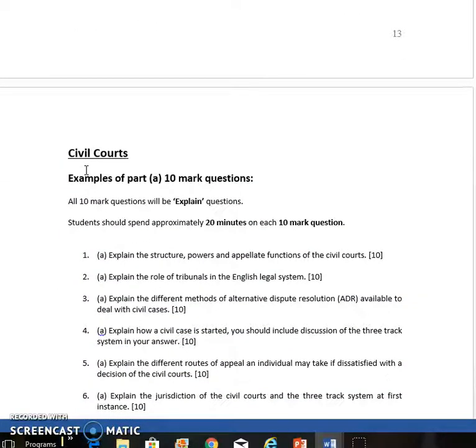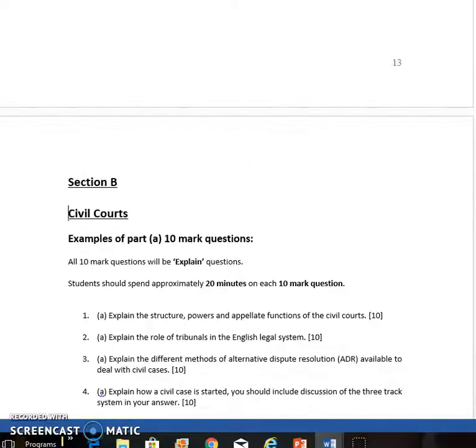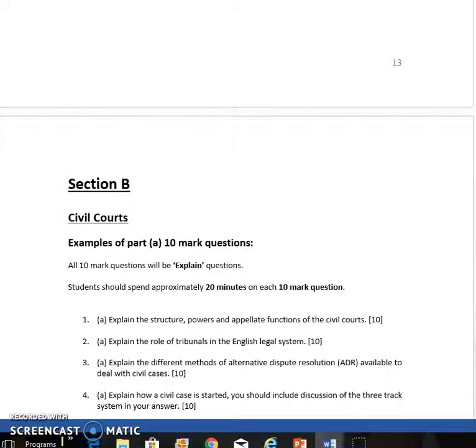Right, we're coming on to section B now. I should really have written that at the top of this document. Let me add it in here quickly. So this is section B. We'll make that nice and large as well, I think.